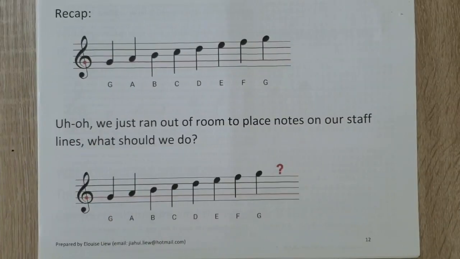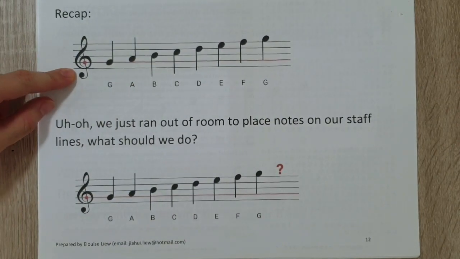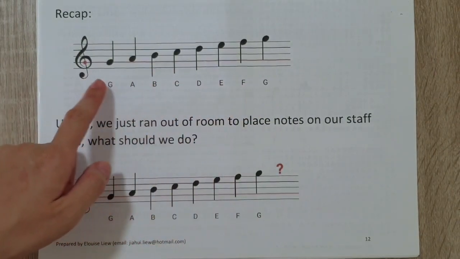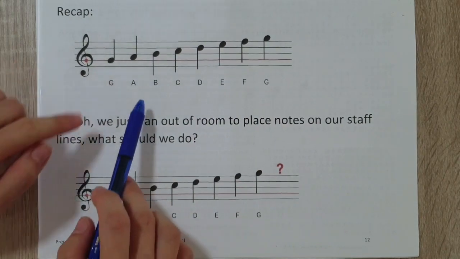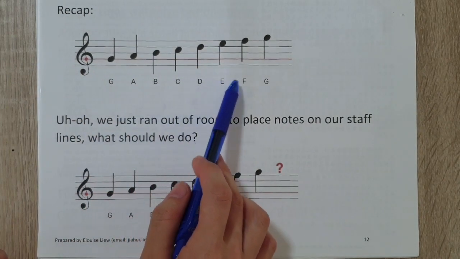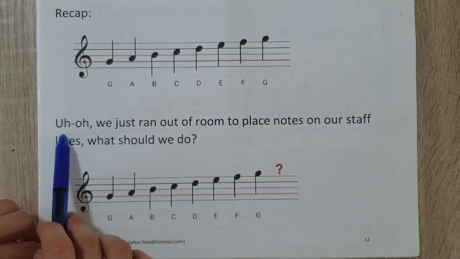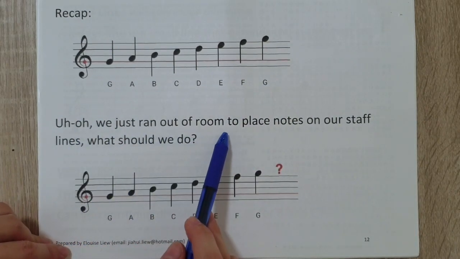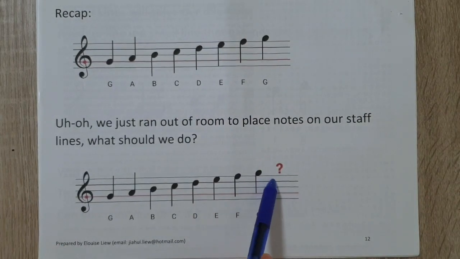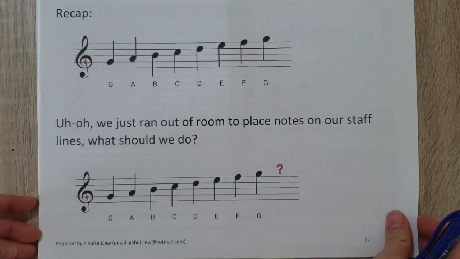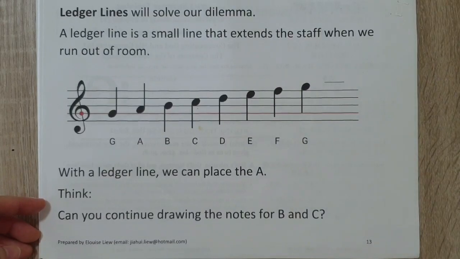Let's recap. Here is a treble clef. Here are our notes on the staff. So this is G, and then move on, A, B, C, D, E, F, G. Uh-oh, we just ran out of room to place note on our staff lines. So what should we do here? Ledger lines will solve our dilemma.